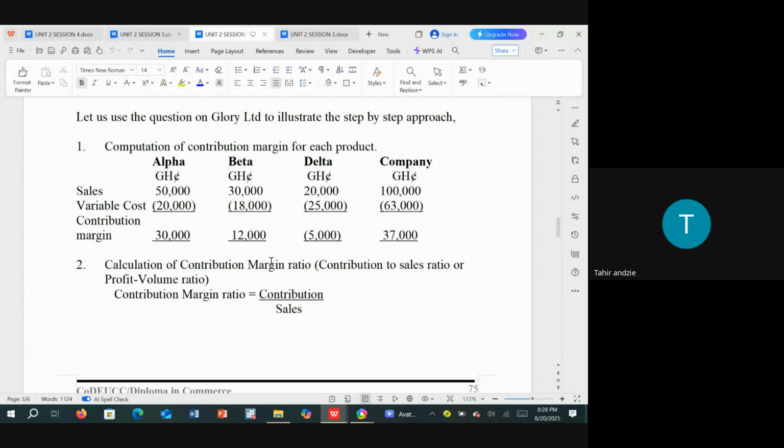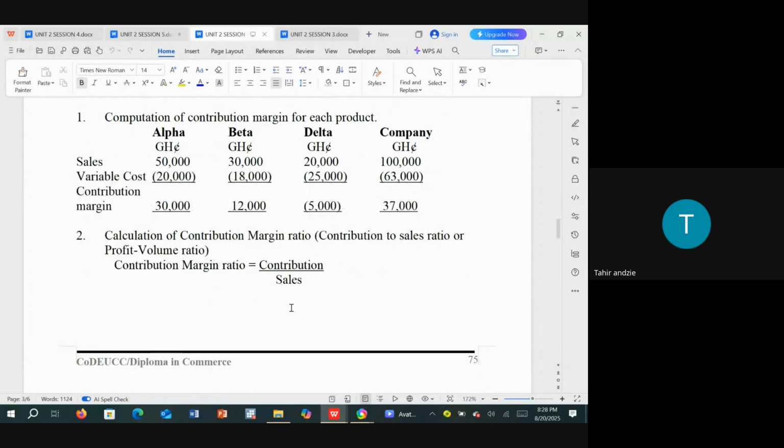Right. So after you have gotten the first one, you now come to the calculation of contribution margin ratio. Contribution margin ratio is simply expressing the contribution over the sales. It's like we are saying it is contribution per unit over selling price per unit. But this one is contribution in total. So it is contribution divided by sales.